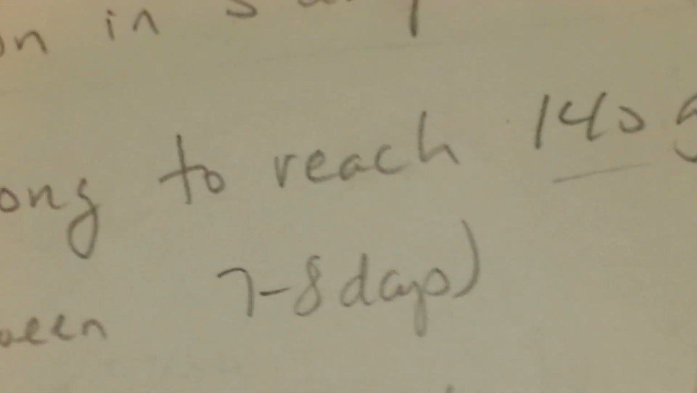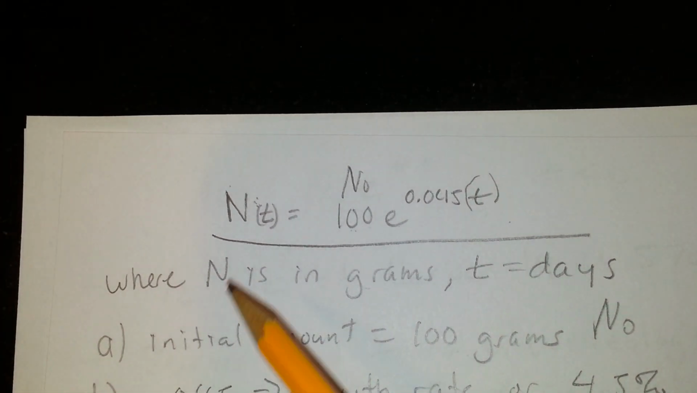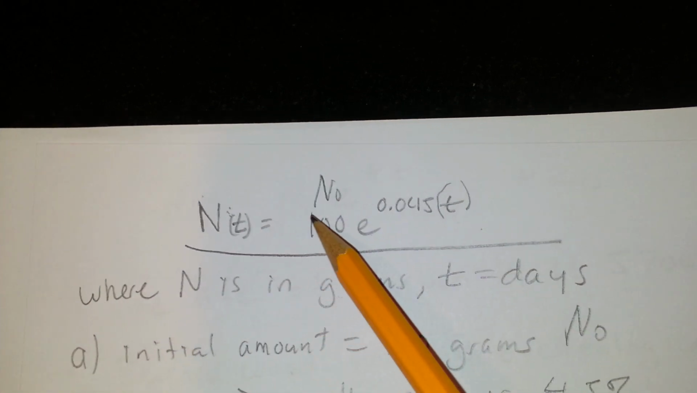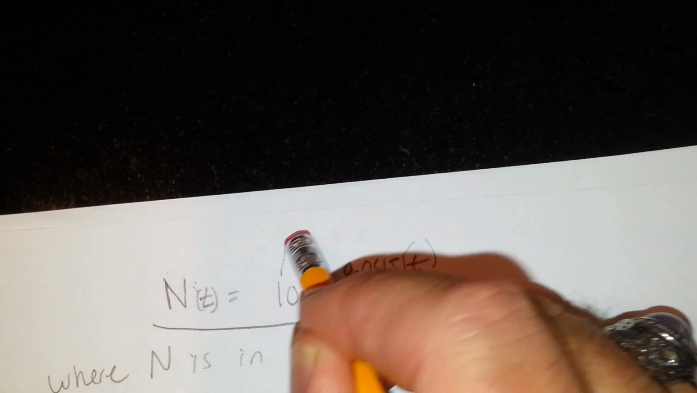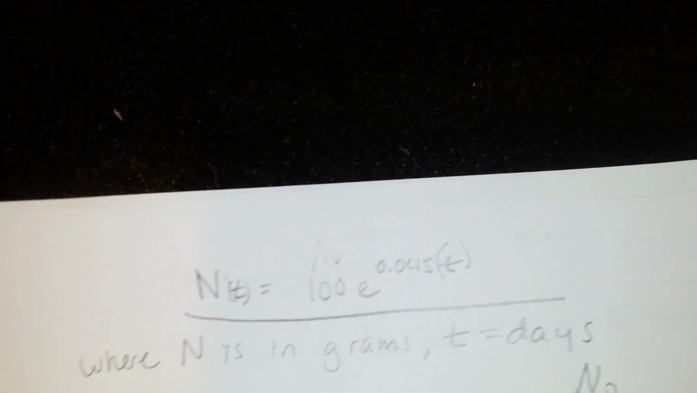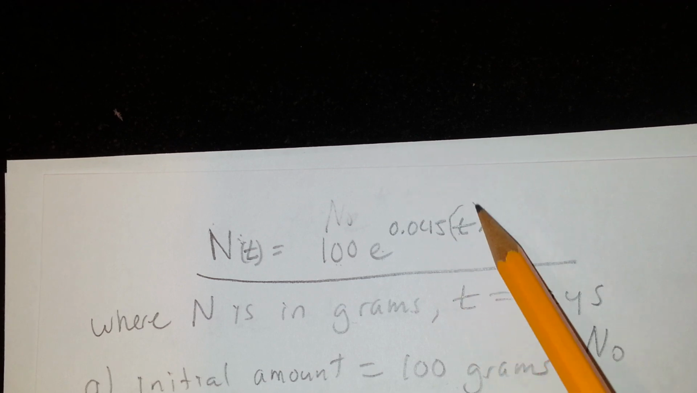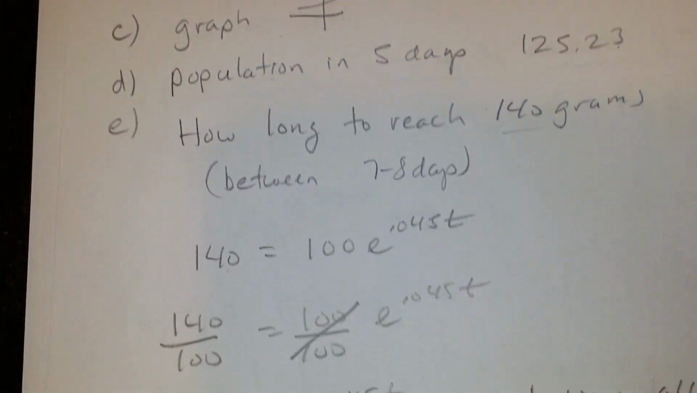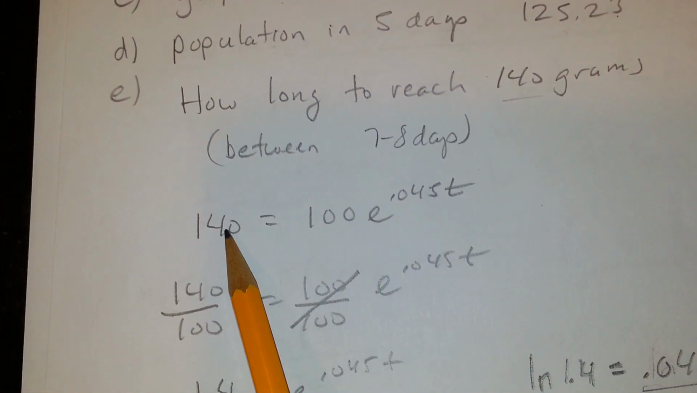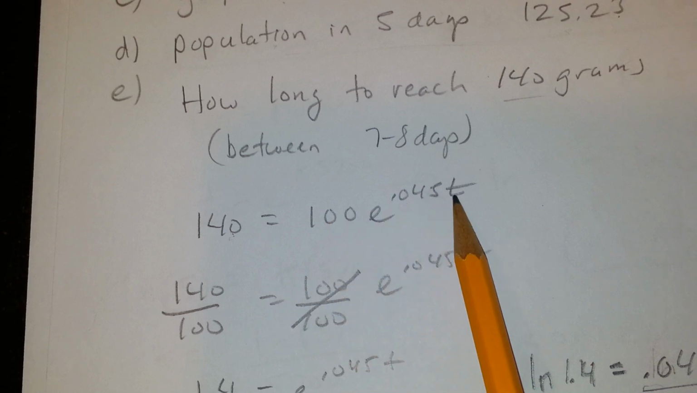So we set 140. Here's my formula, and we'll plug 140 in here. It equals 100 times e to the 0.045t. What do we do when we want to solve for an exponent? You take the log of both sides. So here's my equation: my future value, 140, equals 100 times e to the 0.045t.